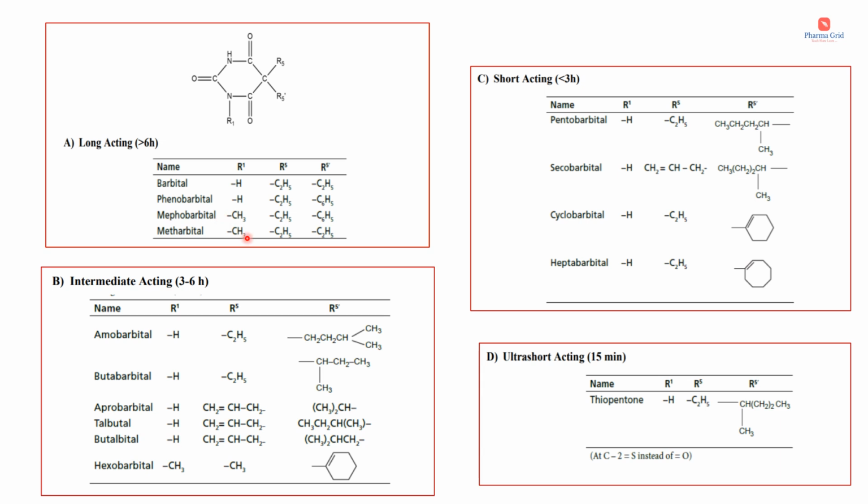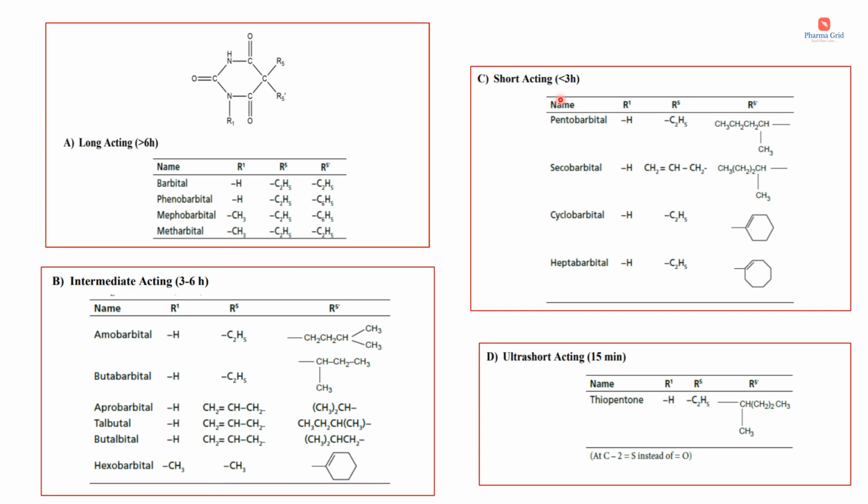So here you can see the substitutions. R1 means the C1 substitution, and R5 and R5 dash mean substituents at the fifth carbon. Note down the changes in the substitutions so that you can easily find the difference between different structures. Next is intermediate acting. Here the duration of action is between 3 to 6 hours. Examples include amobarbital, butabarbital, eprobarbital, talbutal, butalbital and hexobarbital, and see the substituents also.